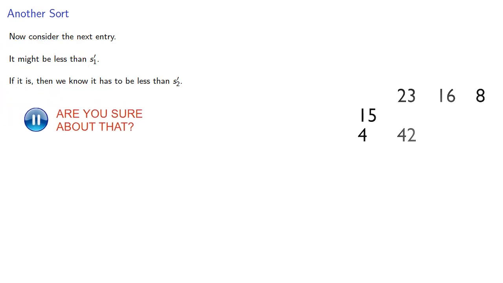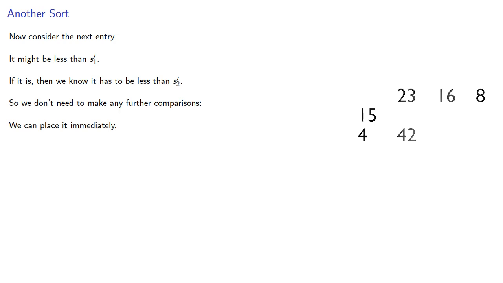Now consider the next entry. It might be less than our first entry, and if it is, we know it has to be less than the second. So we don't need to make any further comparisons, we can place it immediately. But if it's not less than S1 prime, we'll need to compare it to S2 prime. So the question is, does placing the third element require 1 or 2 steps? It might require 1, but we can't guarantee it.